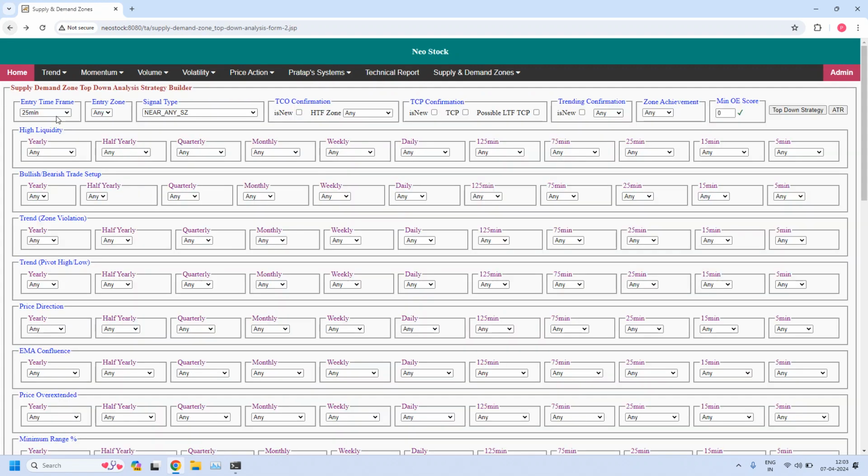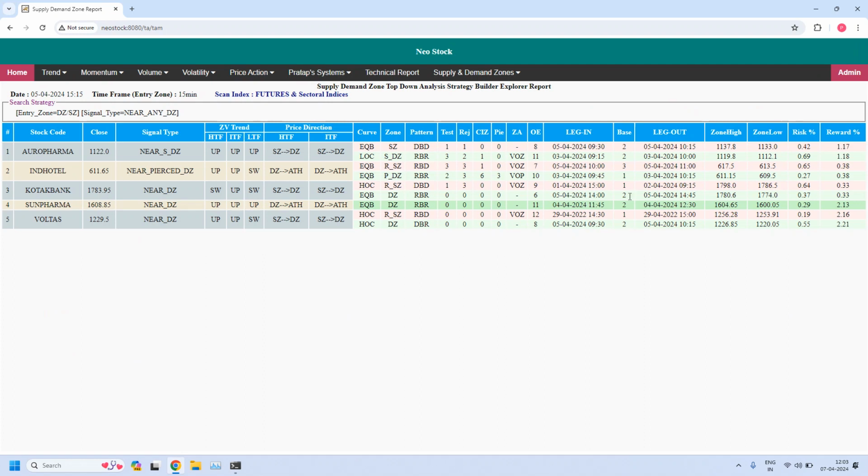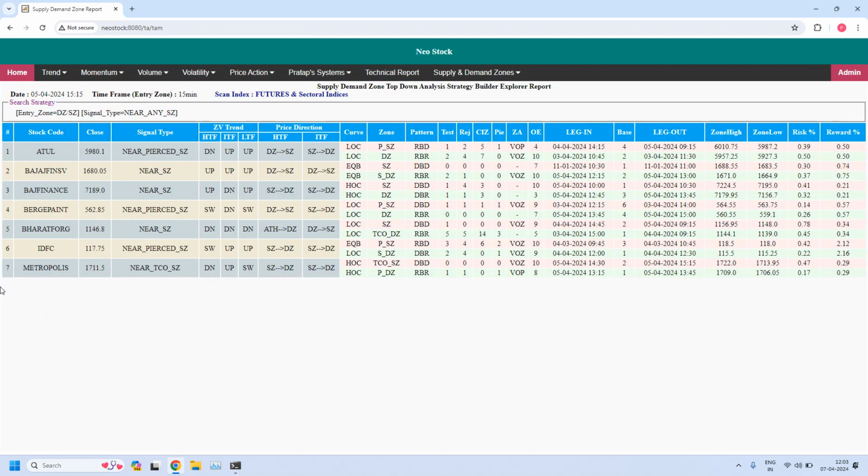So I'm going back, changing the time frame to 15 minutes. Let us find the stocks near the 15 minutes demand zone. These 5 stocks are filtered. So I'm going back. For the 15 minutes time frame, let us find the stocks near the 15 minutes supply zone. These 7 stocks are filtered.